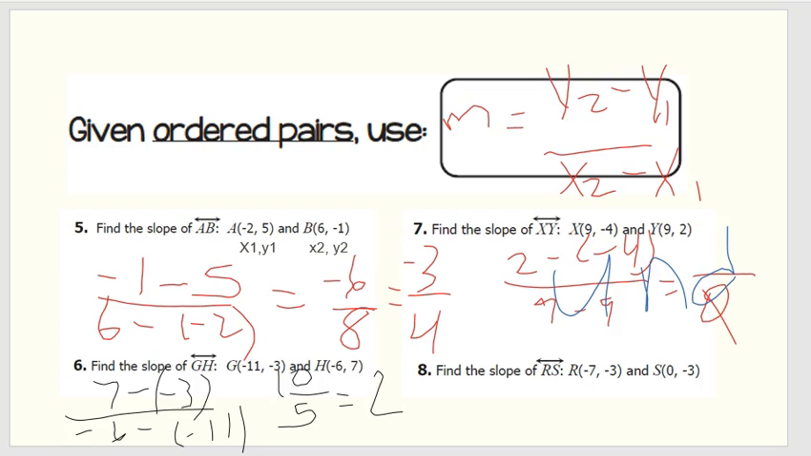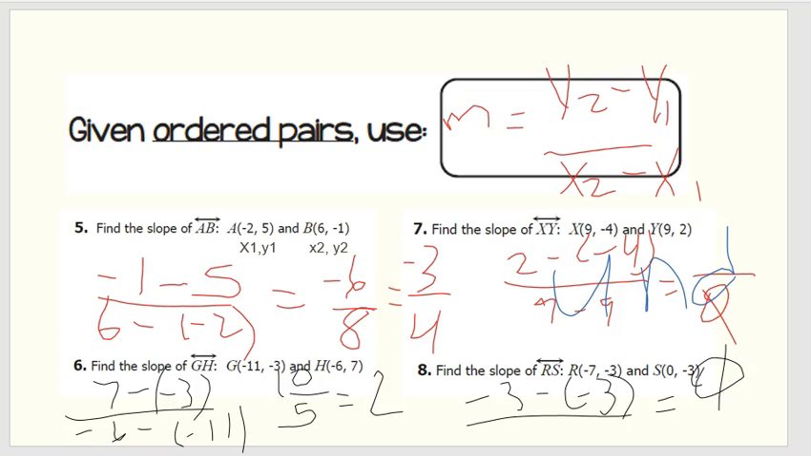All right? And then if we look at number 8, again on top, we're going to have -3 minus a -3. Well, that's -3 plus 3, which is 0. So it doesn't matter what's on the bottom because your slope is still going to be 0. All right? So you have a couple of special cases, the undefined and the 0, and then we had a negative and a positive slope.